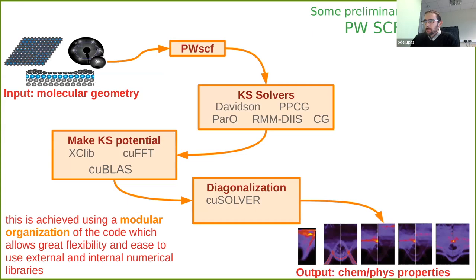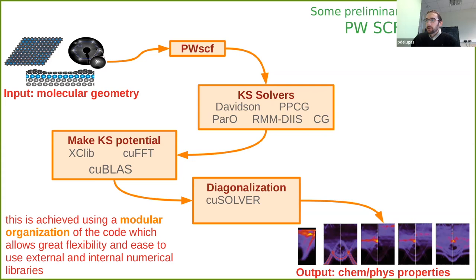As you can see, here is the flow of a classic self-consistent calculation. You get as input the molecular geometry, and you perform the classical quantum-based algorithm. For each iteration of PW, you call the so-called quantum solvers. Inside the quantum solver routine, there are quite many now. I would say that the old one is the Davidson-based quantum solver, but there are many others. Pietro talked about them, and in particular the last one, RMM-DIIS, seems to be the most promising in terms of performance.